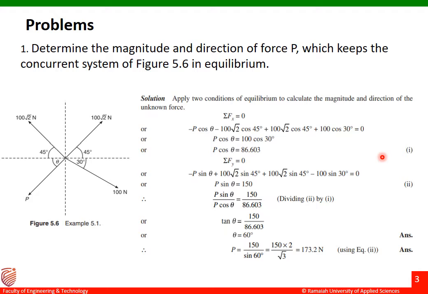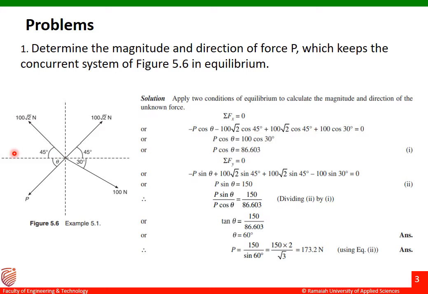Determine the magnitude and direction of force P which keeps the concurrent system of forces in equilibrium as shown in figure 5.6. Okay, so this is the given figure here. There are totally 4 forces acting here. So let us start with this force P which is acting in the third quadrant, and 100 root 2 Newton which is acting in the second quadrant, and 100 root 2 Newton which is acting in the first quadrant, and then 100 Newton which is acting in the fourth quadrant.